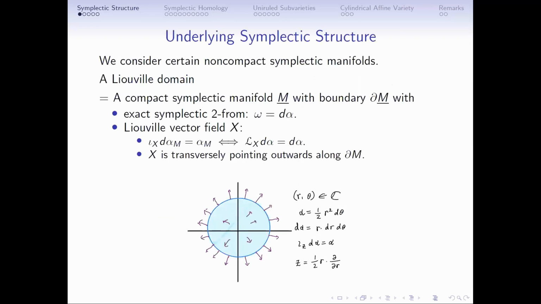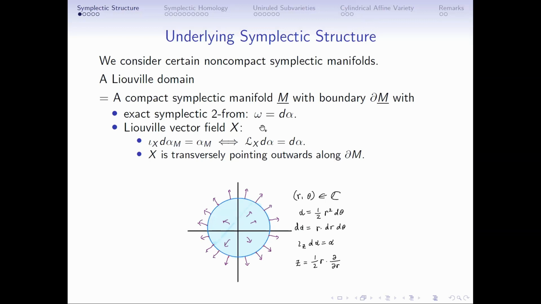Let me start by explaining my favorite symplectic structure, a certain non-complex symplectic manifold. It's simple: it is a kind of completion of a certain complex symplectic manifold with boundary. The special structure is that its symplectic two-form is exact. Exact means there is a one-form alpha, and our symplectic two-form is d of that differential one-form.